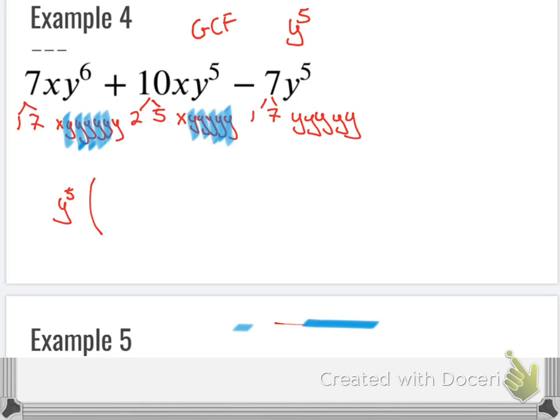That eliminates all of those. And over here, 1, 2, 3, 4, 5. That eliminates all of those. So we see that we did predict the right GCF. There are 5 y's in all of them.